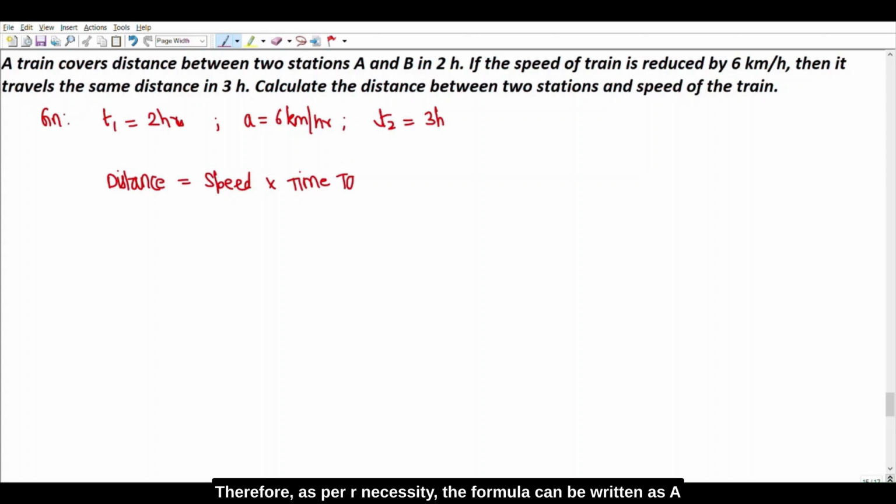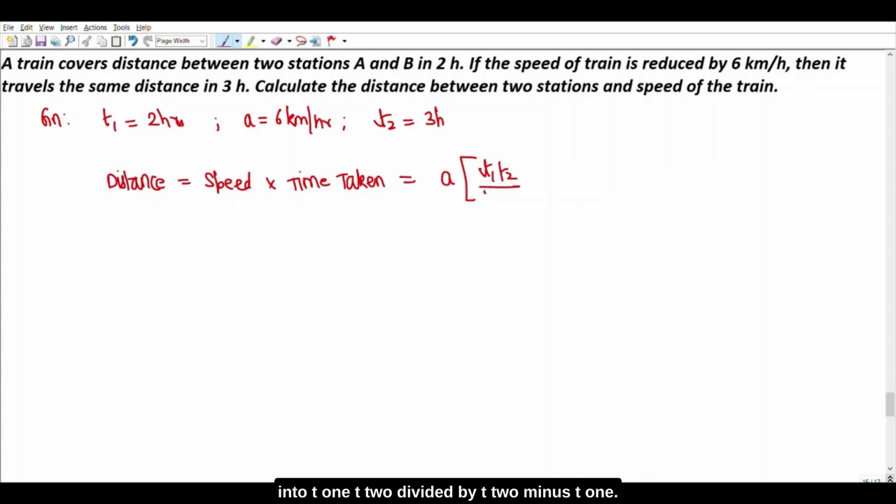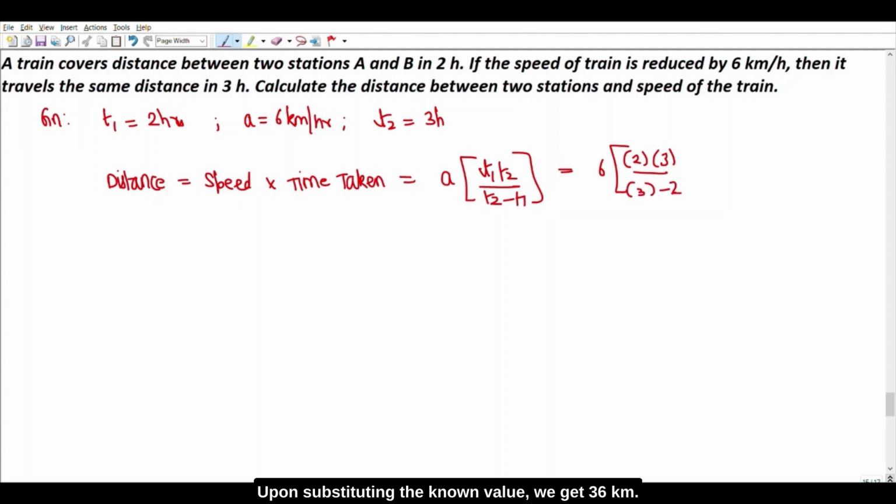Therefore, as per our necessity, the formula can be written as A into T1 T2 divided by T2 minus T1. Upon substituting the known values, we get 36 kilometers. Therefore, the distance between the two stations is equal to 36 kilometers.